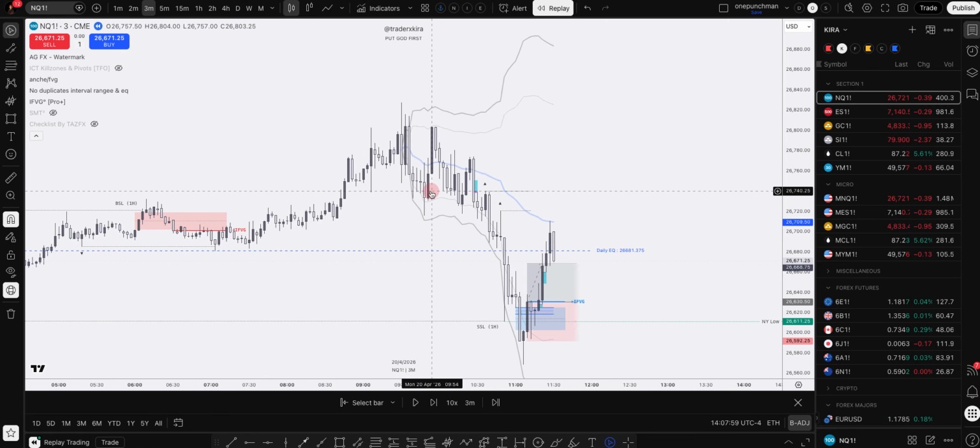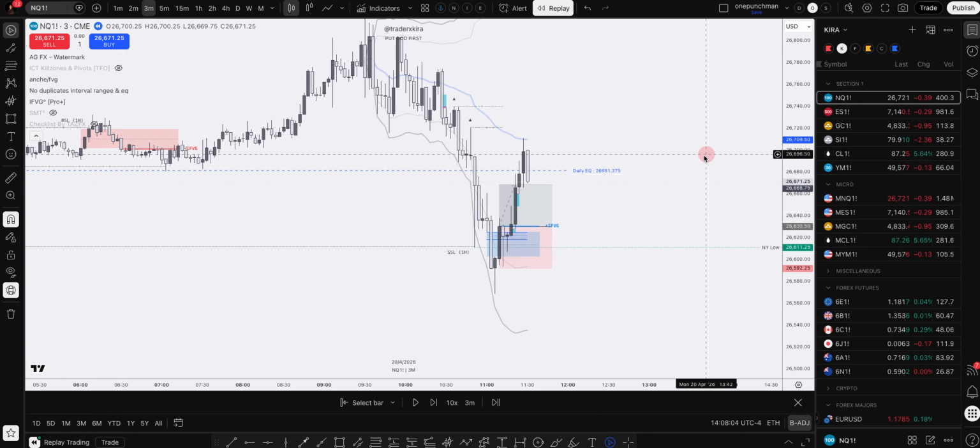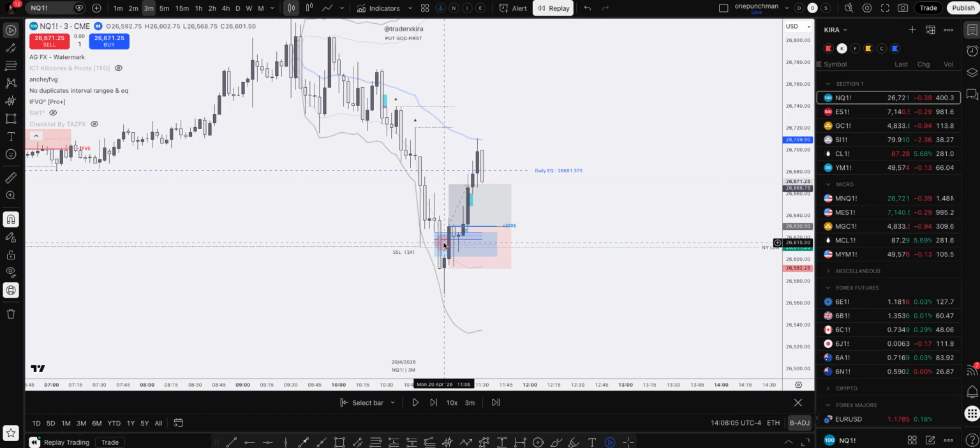But you should already have the underlying principle and the mechanics behind the setup already ingrained in your brain, and you can literally do it in your sleep. I don't need an indicator to tell me that this is a good IFVG, right? And I actually turned this off to show it to you guys.